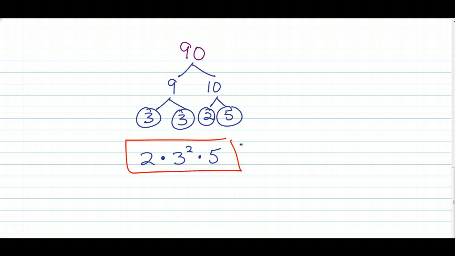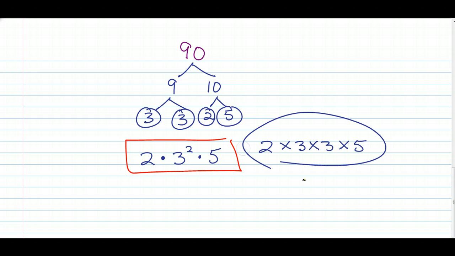Now you might even see it written out like this. Sometimes on tests they'll go 2 and they'll put the multiplication sign times 3 times 3 times 5. Okay, that is also correct. This, however, is the most correct. But if you see the answer written like this and you don't see it this way, go ahead. It is okay to say that that is also the correct answer.